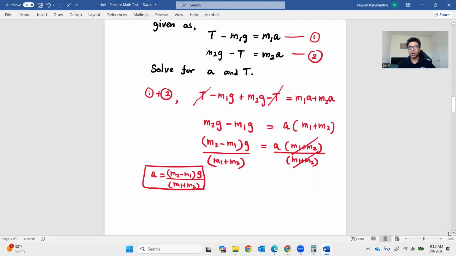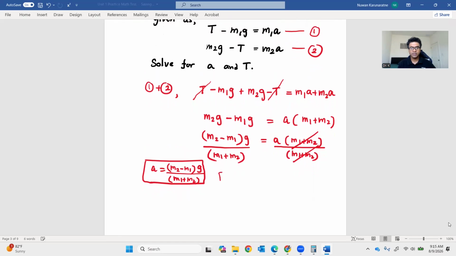I'm going to use equation number 1. From 1, t minus m1g equals m1 times a, and for a, I'm going to put this entire thing: m2 minus m1 times g divided by m1 plus m2. And then I have to simplify. I'm solving for t, so I'm going to take that m1g term to the other side, so it will become plus m1g. And then I'm going to distribute m1, then g, in the numerator.